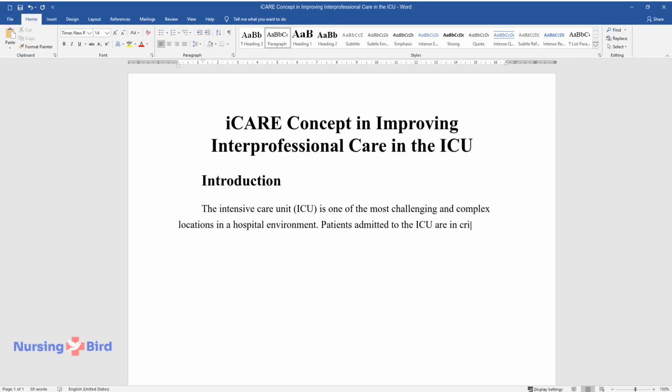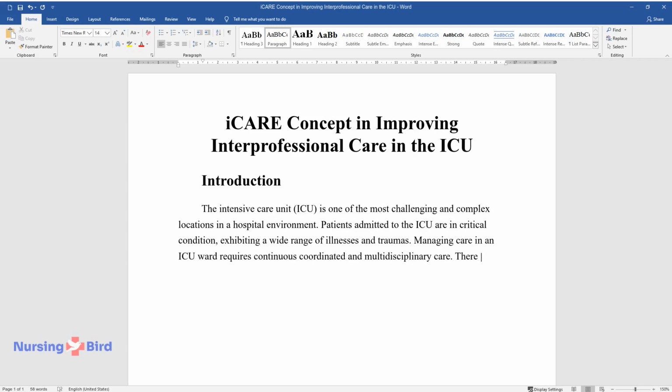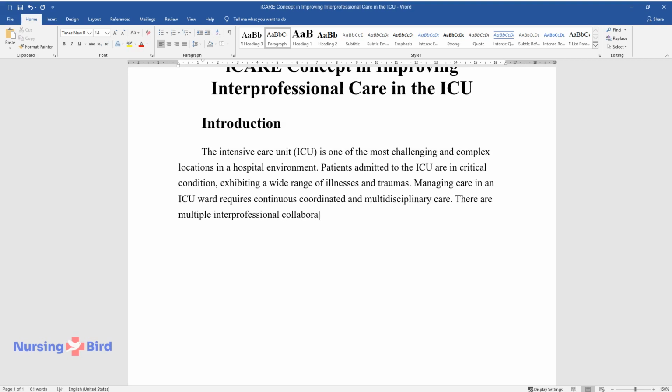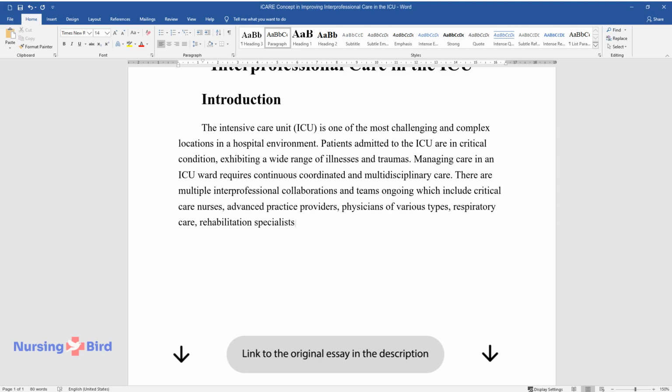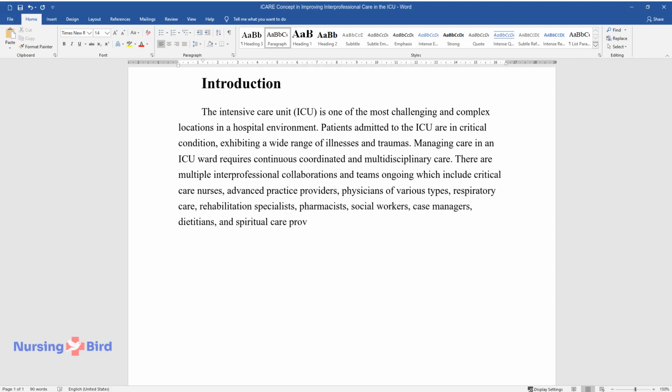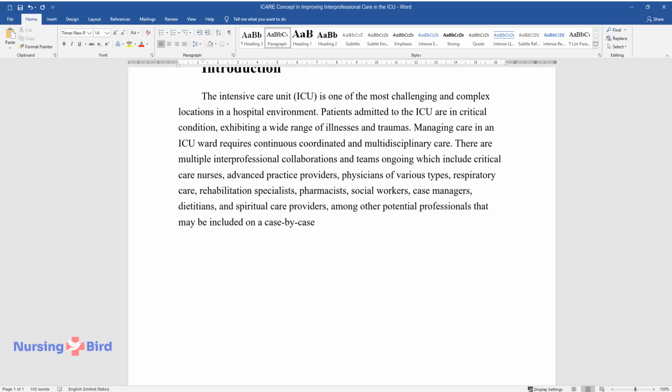Patients admitted to the ICU are in critical condition, exhibiting a wide range of illnesses and traumas. Managing care in an ICU ward requires continuous coordinated and multidisciplinary care. There are multiple interprofessional collaborations and teams ongoing, which include critical care nurses, advanced practice providers, physicians of various types, respiratory care, rehabilitation specialists, pharmacists, social workers, case managers, dietitians, and spiritual care providers, among other potential professionals that may be included on a case-by-case basis.